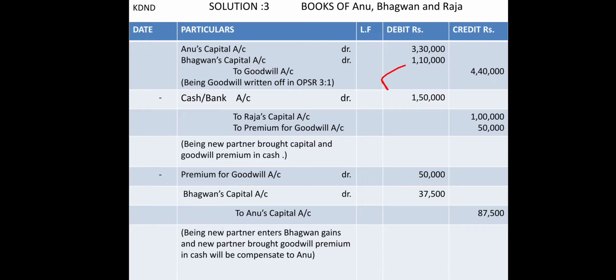Then cash or bank account debit to Raja's capital and to premium for goodwill. This is the new goodwill brought by the new partner. And then premium for goodwill account debit, Bhagwan's capital account debit, to Anu's capital. When the new partner brings the goodwill, the partner who gains a share will also compensate the goodwill.